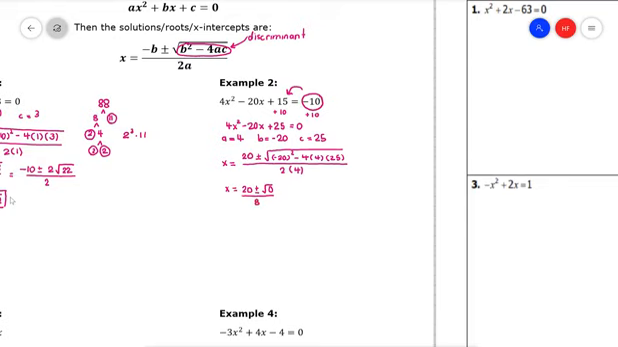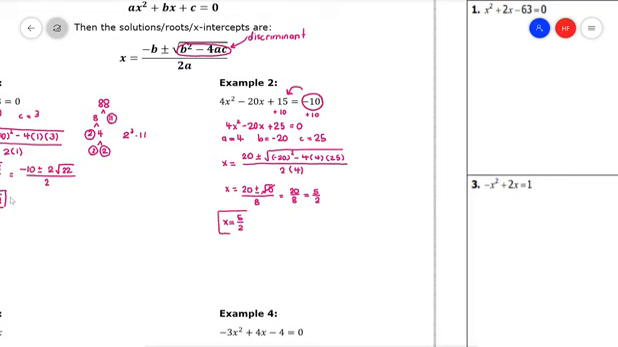Remember, when the discriminant was 0, that meant we had one repeated root. So the square root of 0 is 0. So now we have 20 divided by 8, which we can reduce. It's going to be a fraction. Reduce them both by 4. We get 5 over 2. So then x equals 5 over 2.